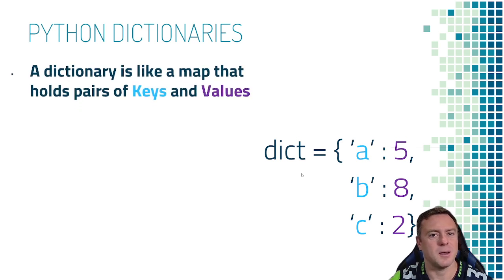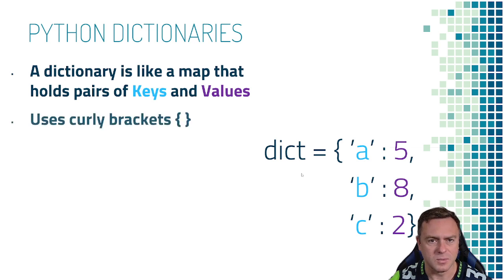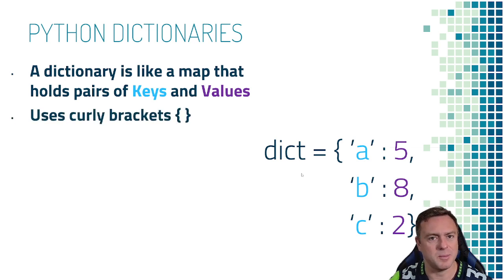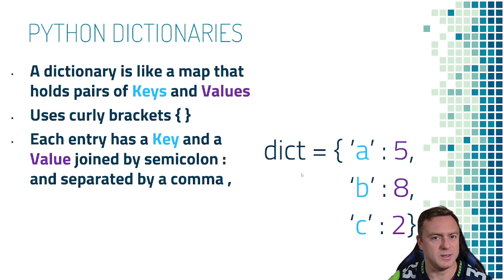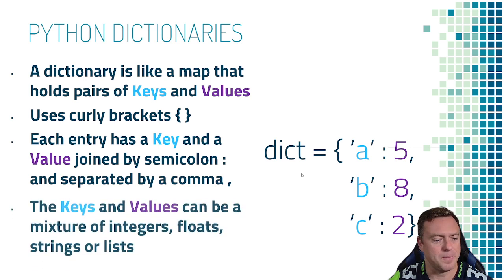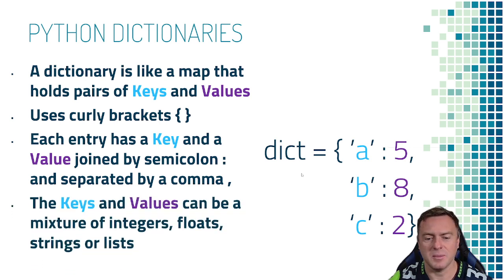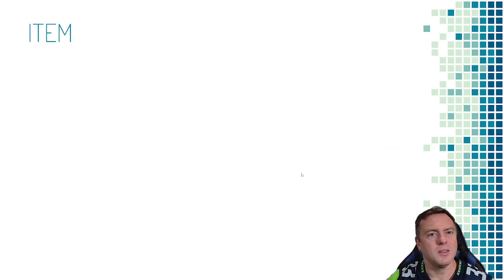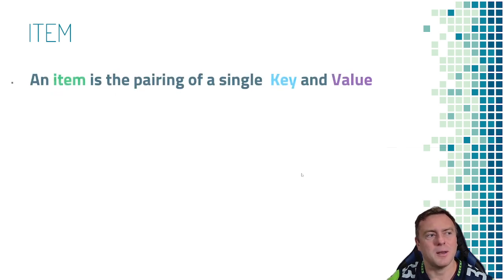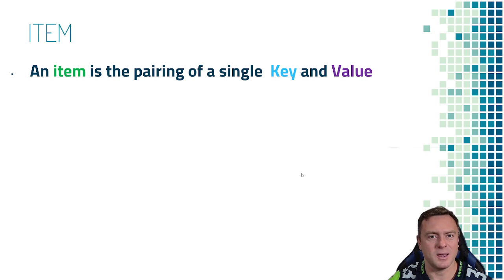So a dictionary is like a map, and it holds pairs of keys and values. It uses curly brackets instead of the square brackets which we use for lists, and each entry has a key and a value joined by a colon. Each one is then separated by a comma, and keys and values can be a mixture of integers, floats, strings, or you can also put dictionaries or lists into that, which is where some neat stuff happens.